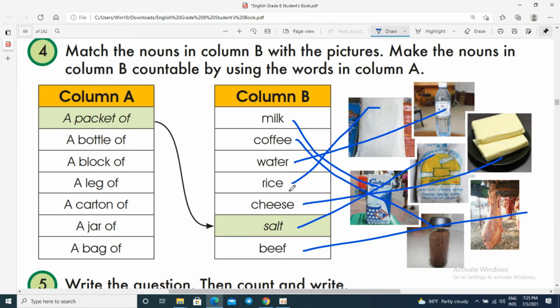Now we have something more to do. You make the nouns countable by using the words in Colombia.